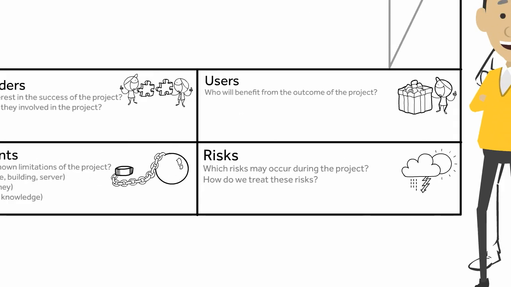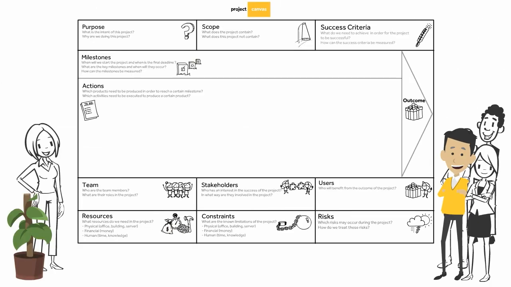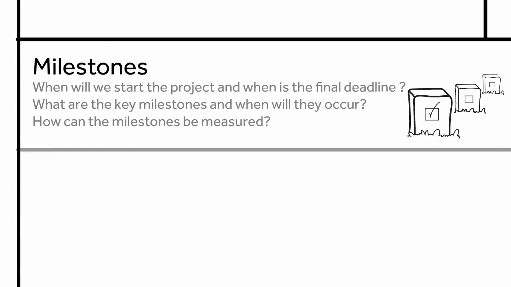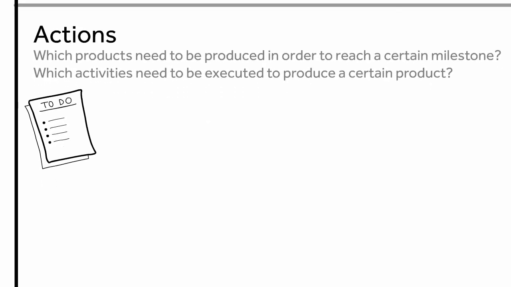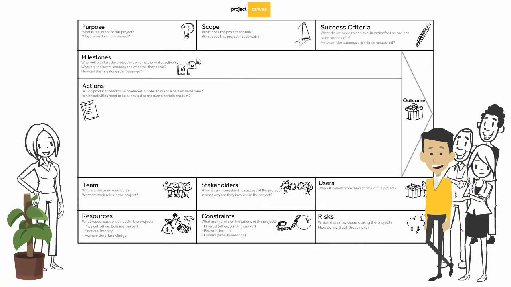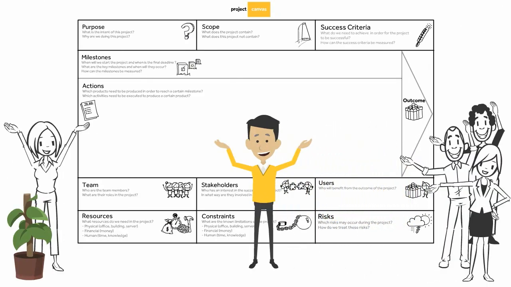When you've mapped out all the elements, it's time to create the project timeline. Start by defining the milestones as a series of tangible events or deadlines that are essential to the project's progress. When will we start, and when is the deadline? What are the key milestones, and when will they occur? When we've listed the project milestones, it is time to start looking into all the activities. Which activities need to be executed to reach a certain milestone? So, with the Project Canvas, you can map out your entire project plan in just one image.